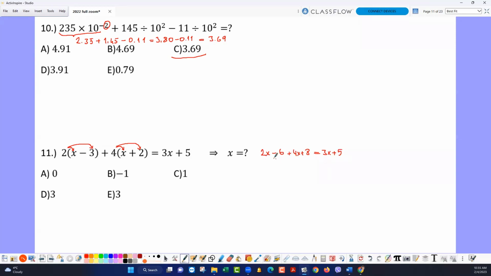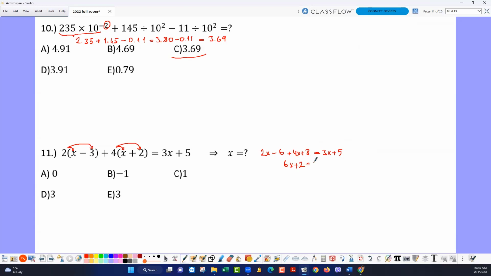Here, first, I'm going to add them side by side. On the left side, what there is, I'm going to add them. On the right side, what there is, we are going to add. But on the right side, it's not possible to add 3x to 5, of course. 2x plus 4x is equal to 6x. Minus 6 plus 8 is equal to plus 2.